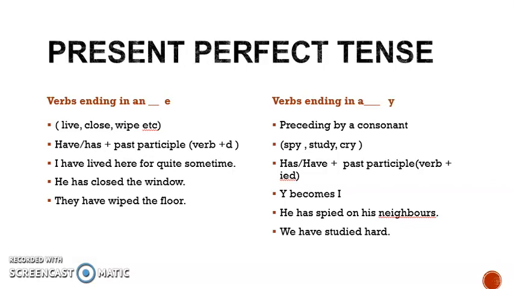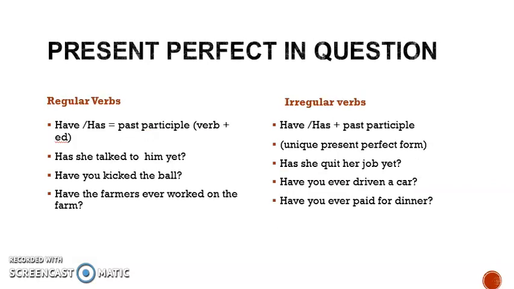When the verb ends in y, the y is converted into i and we add ed. Here we have three examples: spy, study, cry, and we are converting them into ied. We have studied hard. He has spied on his neighbors.